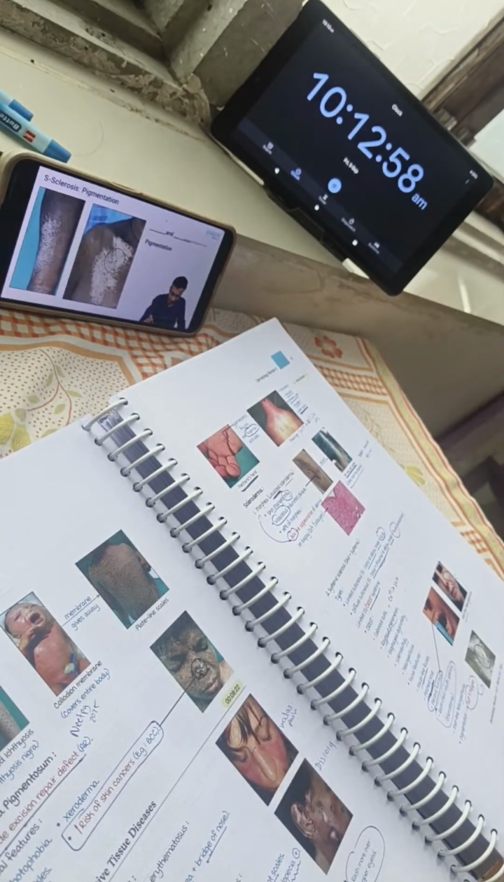telangiectasia. The characteristic pigmentation of systemic sclerosis is called salt and pepper pigmentation, because there is both normal skin as well as depigmented skin which is present together. This is called salt and pepper pigmentation.